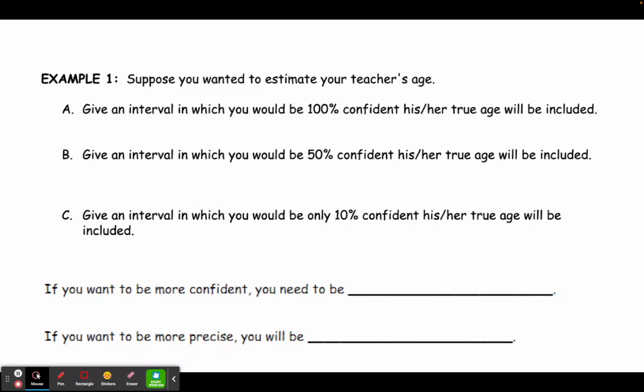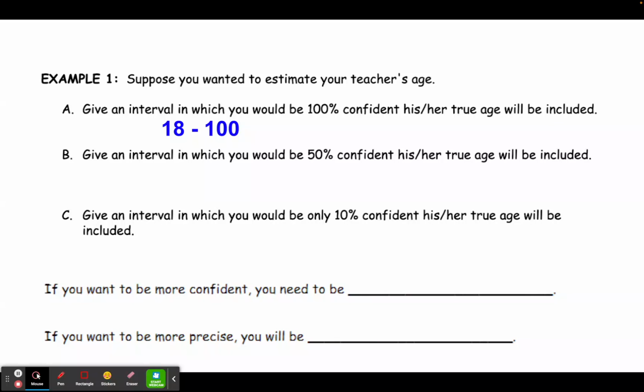Well, I have not met your teacher, but I feel very confident that your teacher is at least 18 years old because I know that your teacher had to go through college. And most students don't even begin college until they're at least 18 years old. So I feel very confident that your teacher is at least 18. I'm also pretty confident that your teacher is under 100 years old. I have yet to meet any teacher who teaches until the age of 100. So I would feel 100% confident that your math teacher is between the ages of 18 and 100 years.